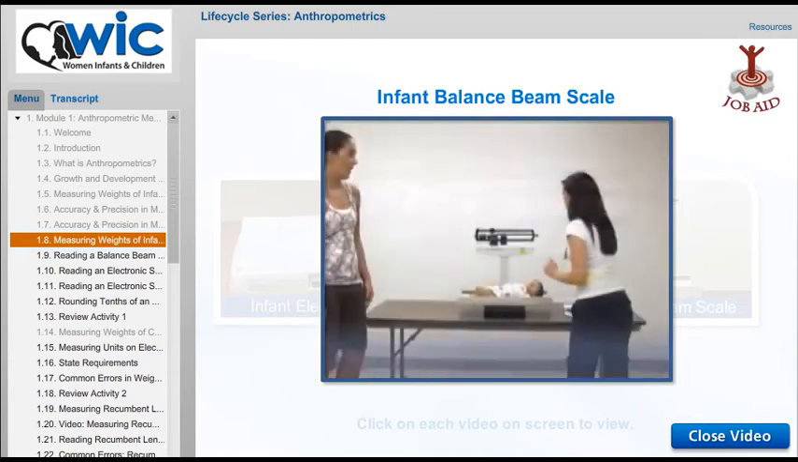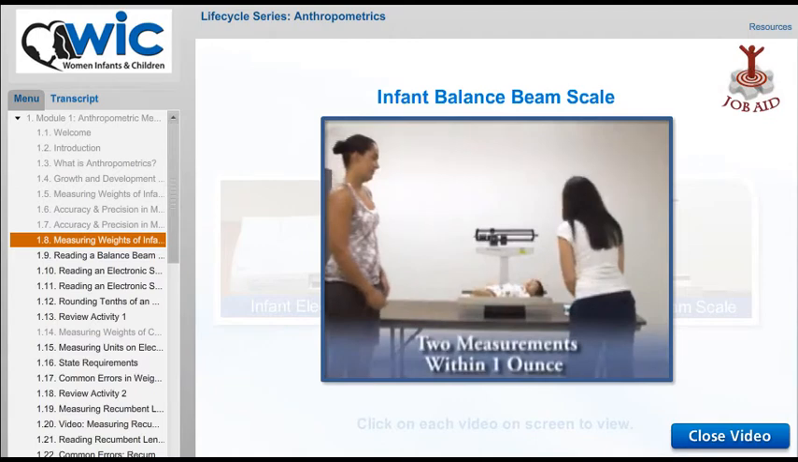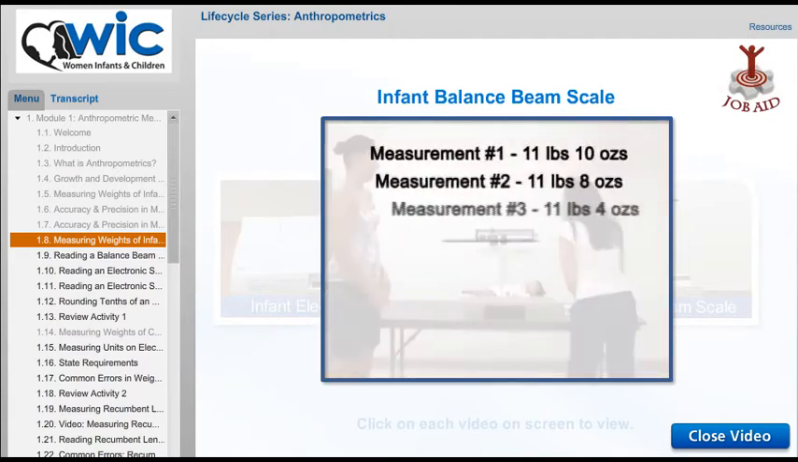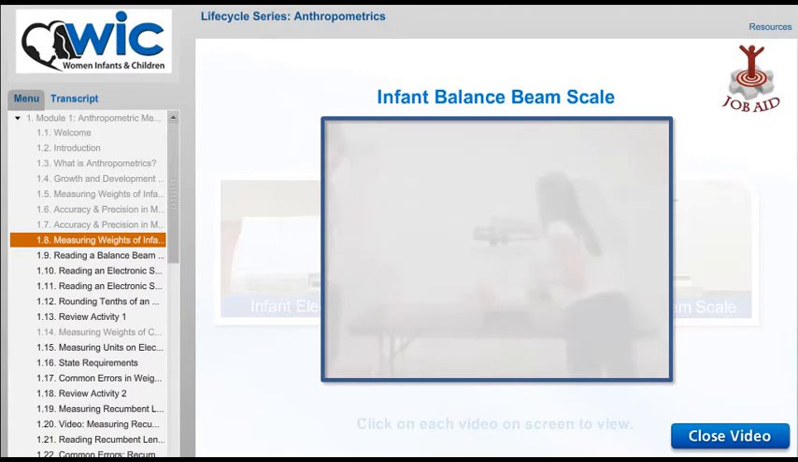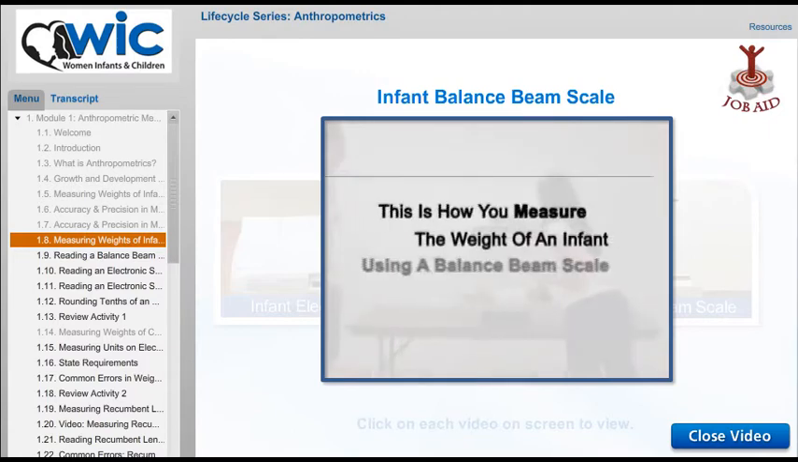These 2 measurements need to be within 1 ounce of each other. If they aren't, take a third measurement and use the average of the 2 closest measurements. This final value can then be entered into the computer system along with the date it was taken. This is how you measure the weight of an infant using a balance beam scale.